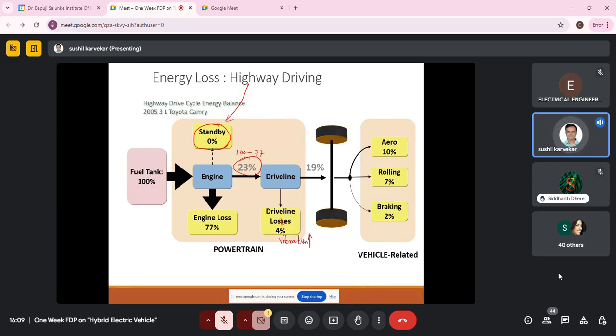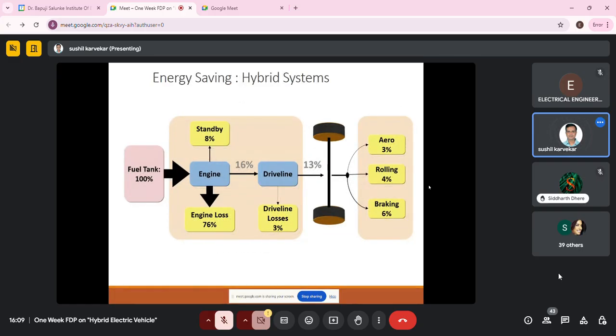So slightly it has increased, and the 19% efficiency which is available is again subjected to variable losses, and those variable losses are the same: aerodynamic, rolling, as well as braking. Based on the speed of the vehicle, these losses change on a real-time basis. Now, if we are using hybrid systems, it means both components are present, electric as well as mechanical.